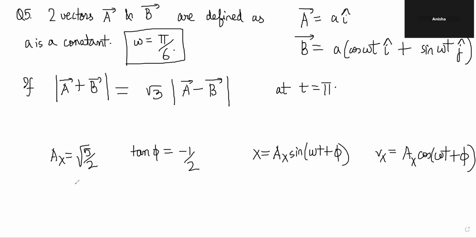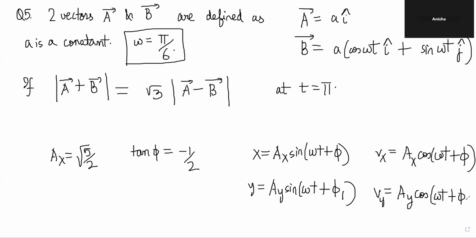Similarly, it's an SHM in y also, because the force was minus ky, right? Yes, sir. So y will be similarly Ay sine omega t plus phi, but this phi is a different phi. So we can write it as phi 1, right? Yes, sir. And vy would be Ay, omega is 1, so it doesn't matter, so cos omega t plus phi 1.